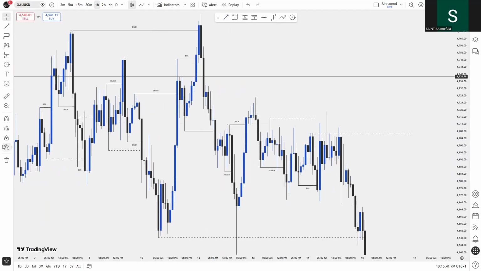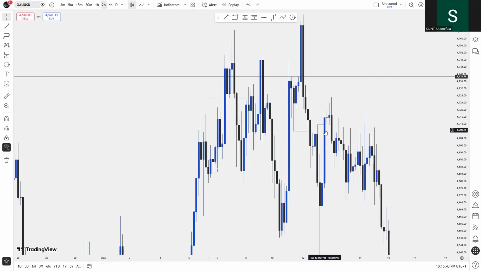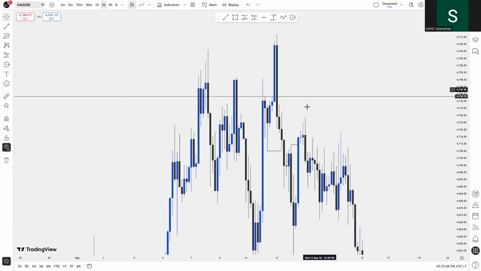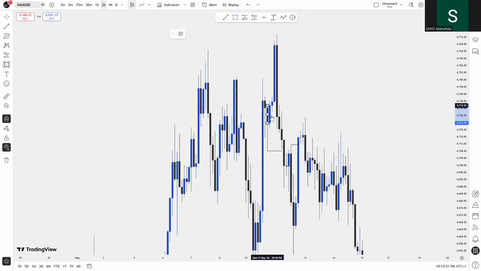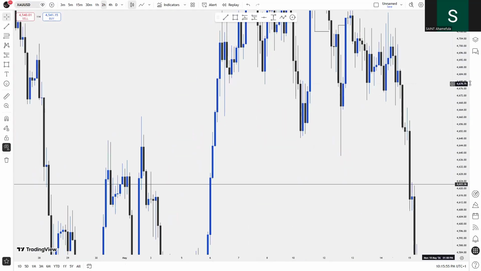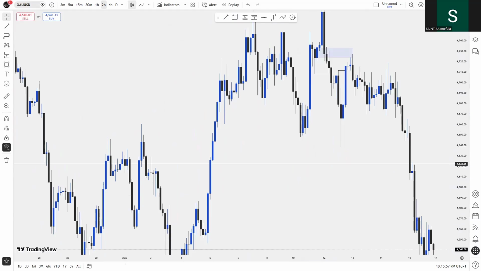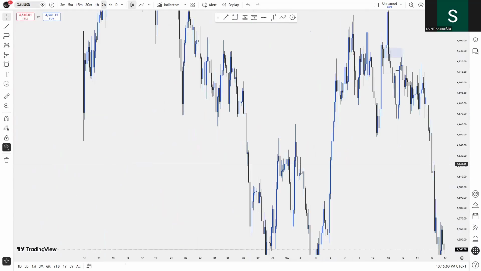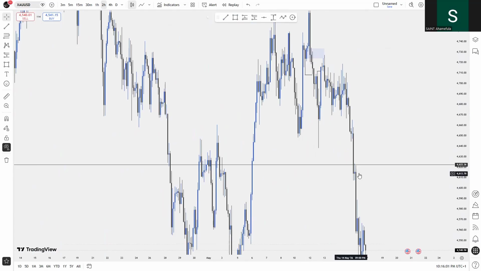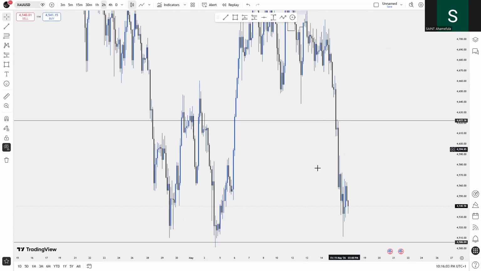Now, this inducement, the 2-hour POI, there's a valid 2-hour POI over here, which is this breaker block right here. Now, price has triggered this. What are we expecting? We're expecting price to keep selling, right? Until that daily zone, which of course price broke through.